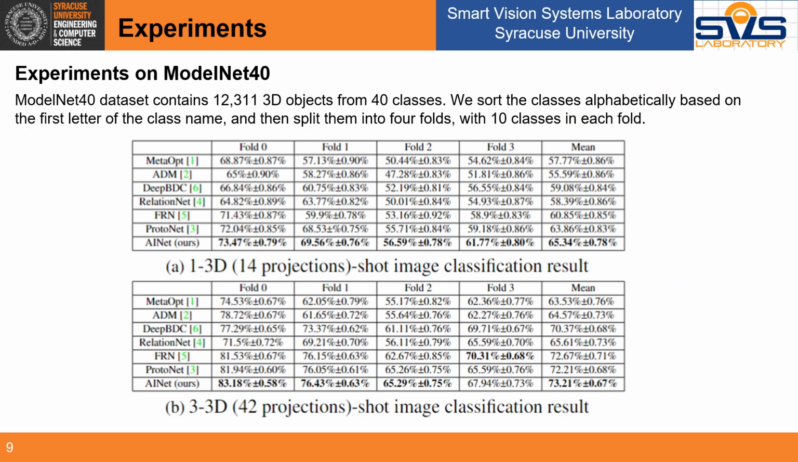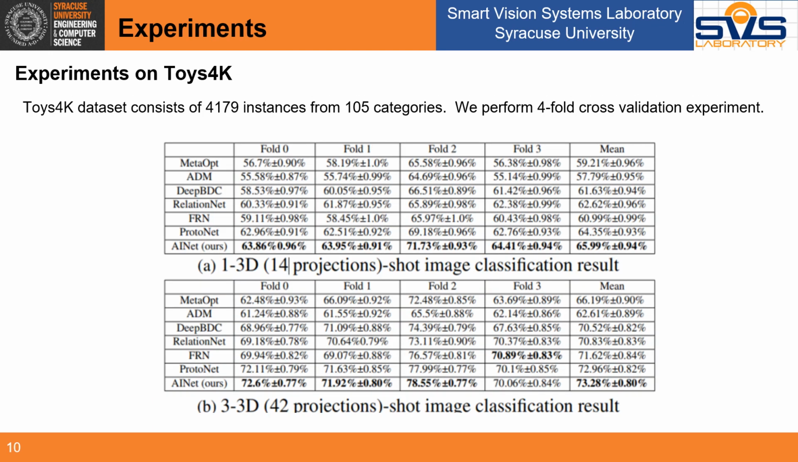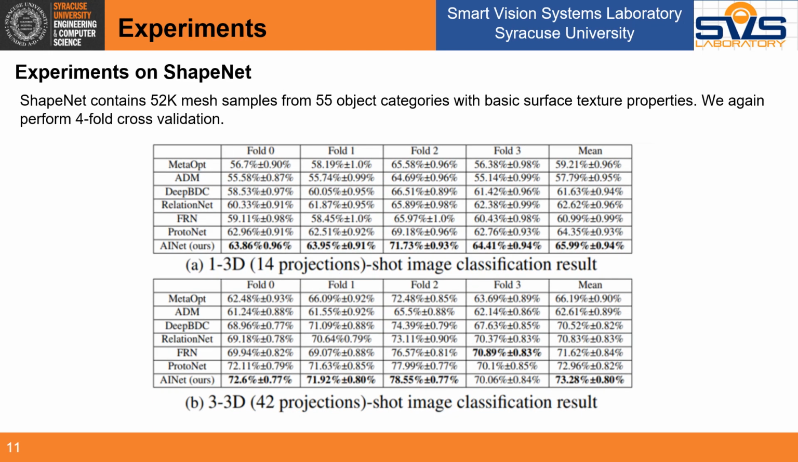We first performed experiments on the ModelNet 40 with 1 3D shot and 3 3D shot. The ModelNet 40 dataset contains a lot of 3D objects from 40 classes. We performed 4-fold cross-validation, and we could see here our proposed method greatly outperforms other benchmarks in each fold experiment. The same thing happens for the experiment on the Toys4K and ShapeNet. We also performed k-fold cross-validation here, and our proposed AINet greatly outperforms other benchmarks.